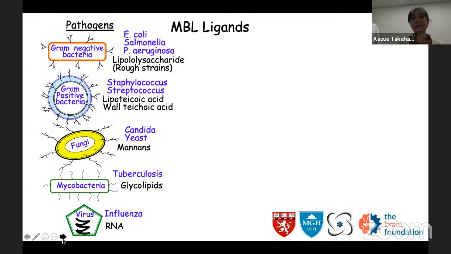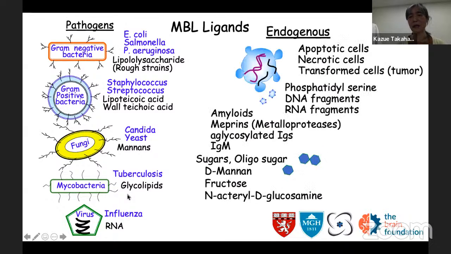Now, I mentioned the innate immunity target is broad. When we started, we really thought MBL targeted only pathogens: bacteria, fungus, and virus. But we now know MBL can recognize much broader sugars, and ourselves, like once we are injured or transformed like in a cancer. MBL can also recognize some enzymes and amyloid beta, the Alzheimer protein.